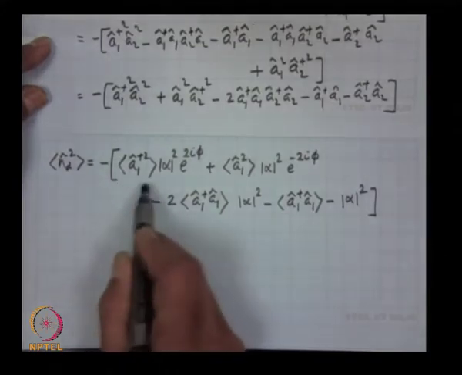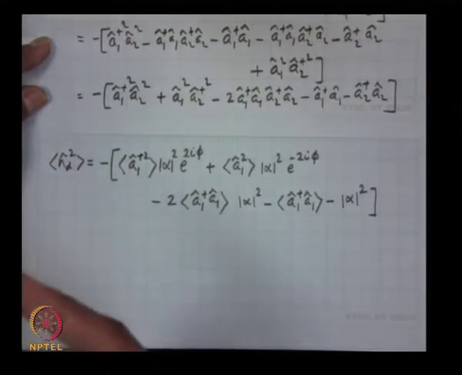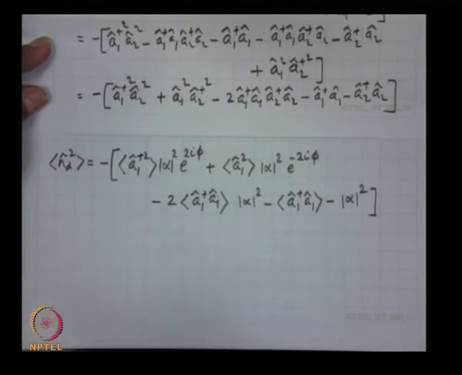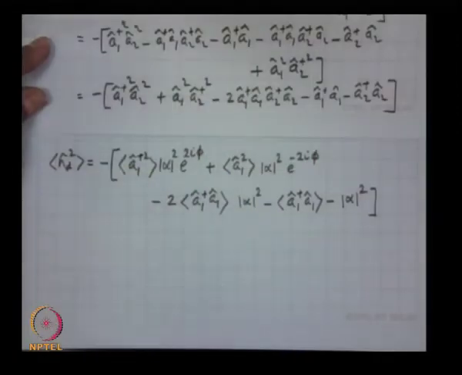These expectation values are being taken with respect to the state incident on arm 1, which I have not defined yet. It could be vacuum, it could be squeezed vacuum, it could be coherent state, it could be squeezed state, it could be number state, whatever state. So these expectation values have to be taken with that state.